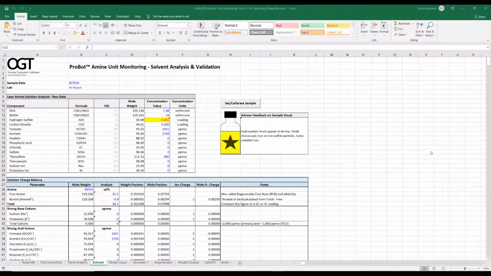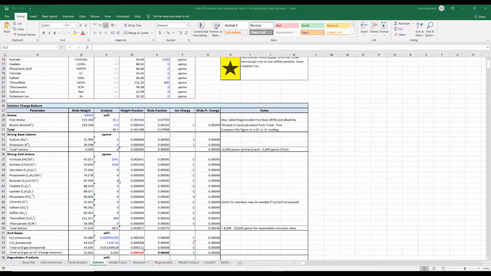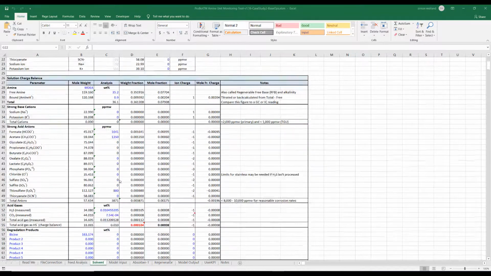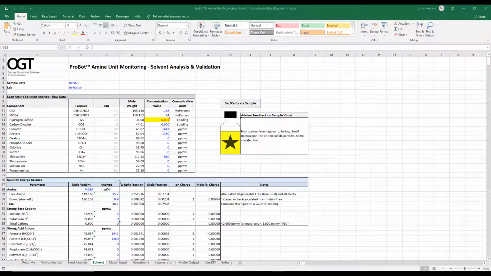The visual characteristics of an amine sample, color and clarity, can provide some useful information about the amine system hygiene. Probot includes a virtual visual sample bottle, which can be calibrated to an actual sample or a picture of a sample. For the current sample, note that the process advisor states the hydrocarbon levels appear to be low, and there are small microscopic iron or iron sulfide particles with some chelation.